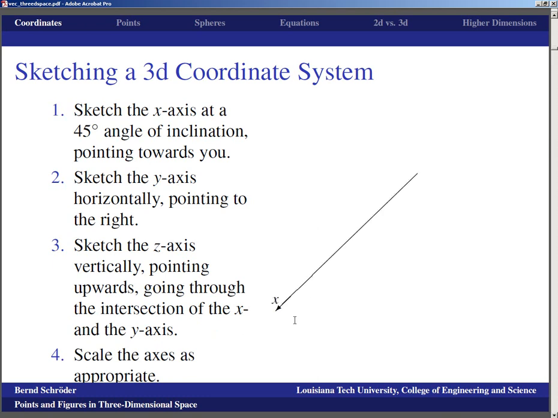So basically we have an x-axis coming towards us, we have a y-axis going across, and we have a z-axis going up. And then we can scale those things with equidistant tick marks, just like we have done also in 2 dimensions, right? And if necessary, we'll also put numbers on those things.